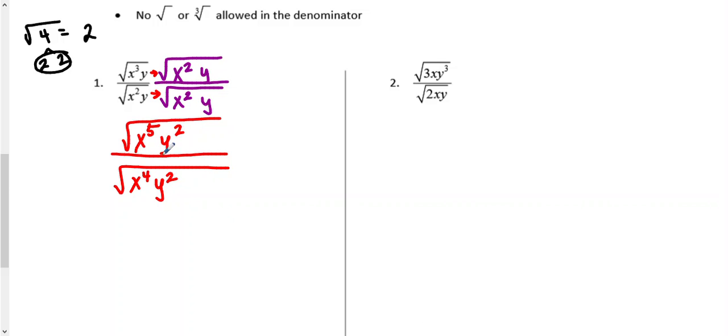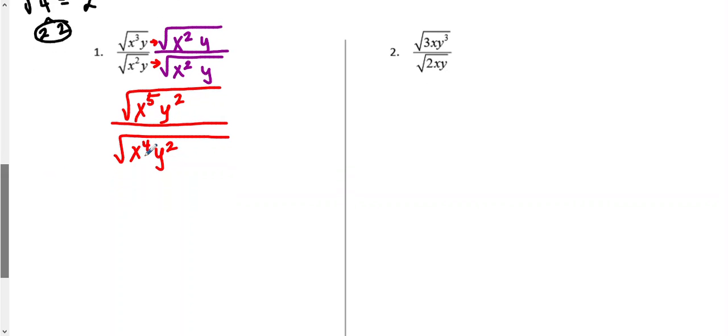Okay. Now I'm going to start to simplify. So first I'm going to simplify the bottom. X to the fourth, that means I have 4 x's, which means I have 2 groups. So I have x squared on the outside. And I also have 2 y's. That creates 1 group, which means I have no square root sign left over. Everything was taken out.